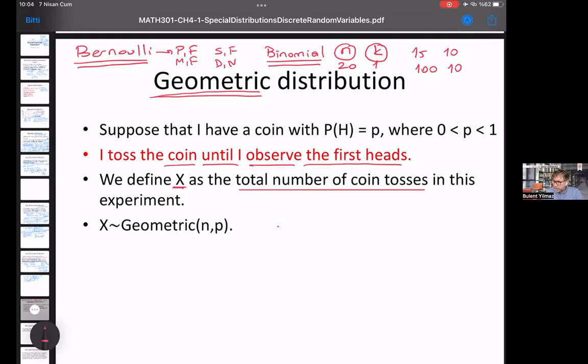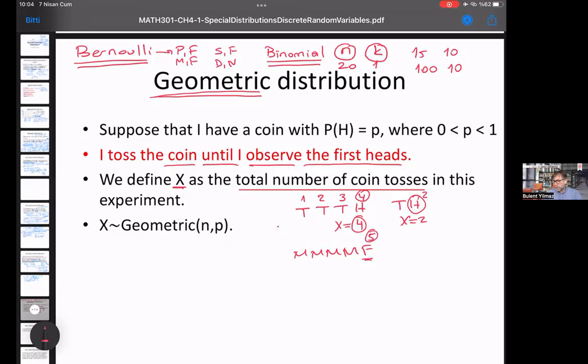So I'm flipping the coin, tails, tails, tails, heads. What's the random variable? 4, because I flipped it once, twice, 3 times, and 4th time, and I got it on the 4th time. So my random variable X will be 4. If I got tails, heads, now it's going to be 2, because I got it in the second flip. Male, male, male, male, female. So I was searching for the female, and it is now the 5th person.